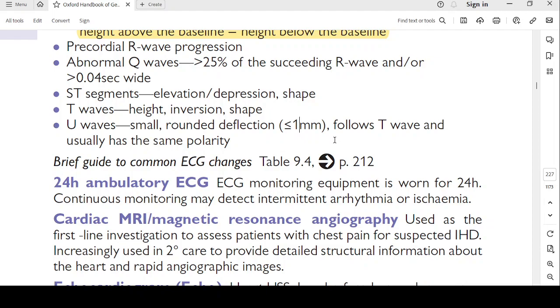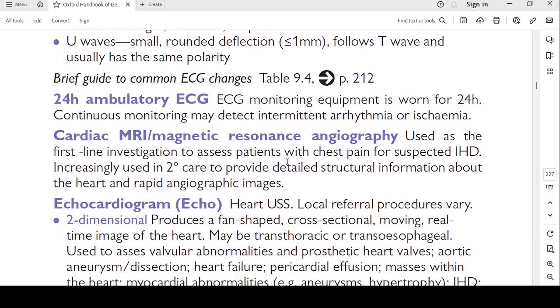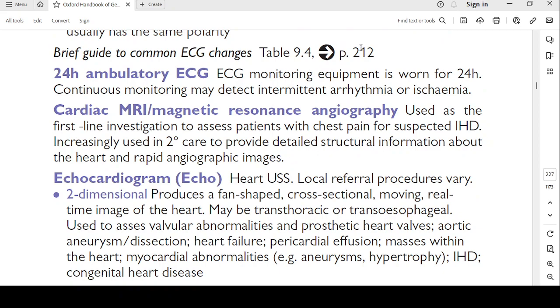So if the T wave is positive, then the U wave will also be positive, and if the T wave is negative, then the U wave will also be negative. It will not be that the T wave is positive and the U wave is negative, or vice versa. They should have the same polarity. Then you can think in terms of a U wave. A brief guide to common changes is in table 9.4 on page 212.